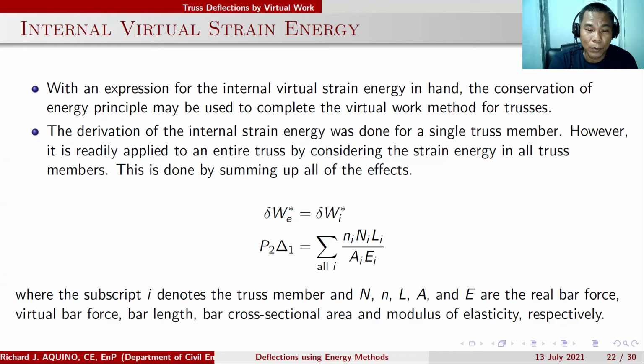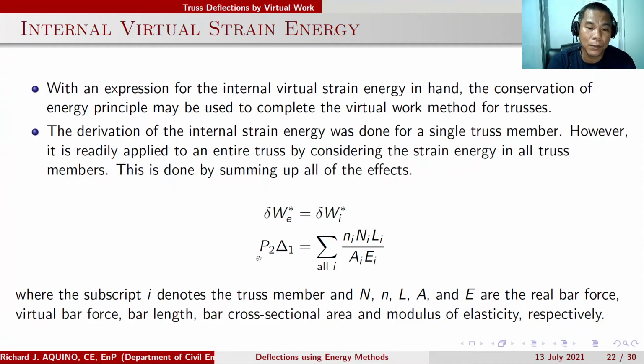P sub 2 is the virtual load times the real displacement delta 1, which is equal to the summation of all the members of the truss, small n, capital N, L over E, where of course the subscript i denotes the truss member, and capital N, small n, L, A, and E are the real bar force, virtual force, bar length, bar cross-sectional area, and modulus of elasticity, respectively. So we can now use this formula to compute the displacement or deflection of a truss.